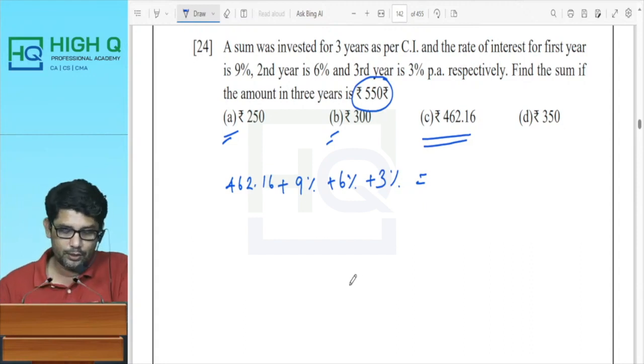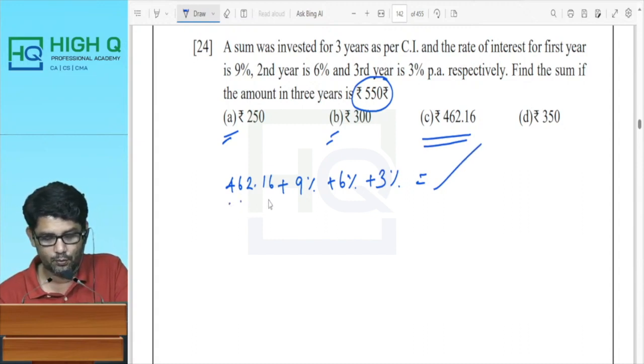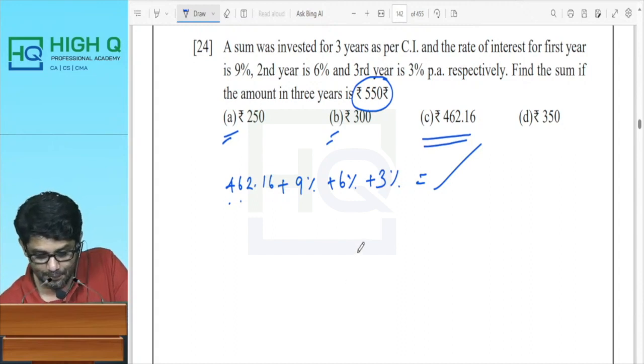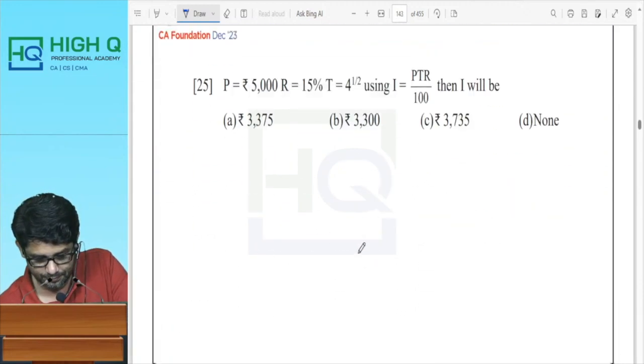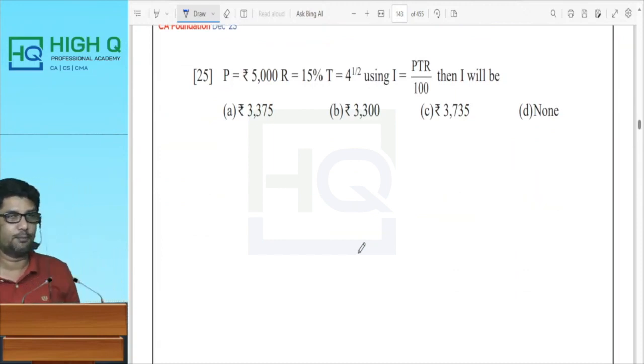Arey Alpita, how will it not come? That calculator also I have given here. 462 plus 0.16 plus 9% plus 6% plus 3%, you do. This is the trial and error method. I think this is a very simple one. I don't want to insult you by doing this sum. Can you give me the answer for this?